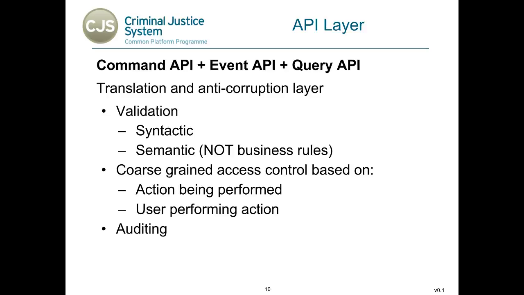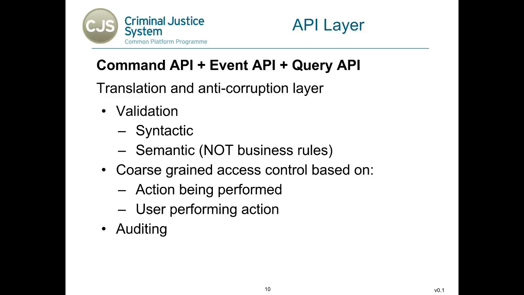The second responsibility of this layer is to implement coarse-grained access control. So the reason why we're talking about coarse-grained control here is because we want it to be fast, we want it to reject requests quickly, and so we want to base it on minimal information. And the minimal level of access control we can provide is to make sure that the user requesting this particular action can actually perform it as a general principle. So if they're issuing a command to add a suspect, is this a type of user that's allowed to add suspects to cases in general?